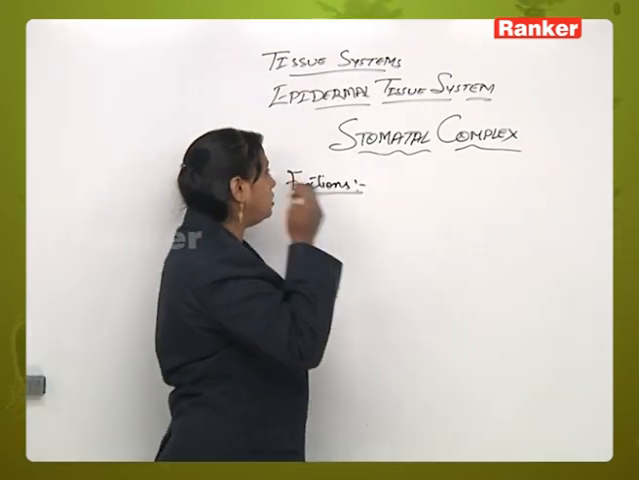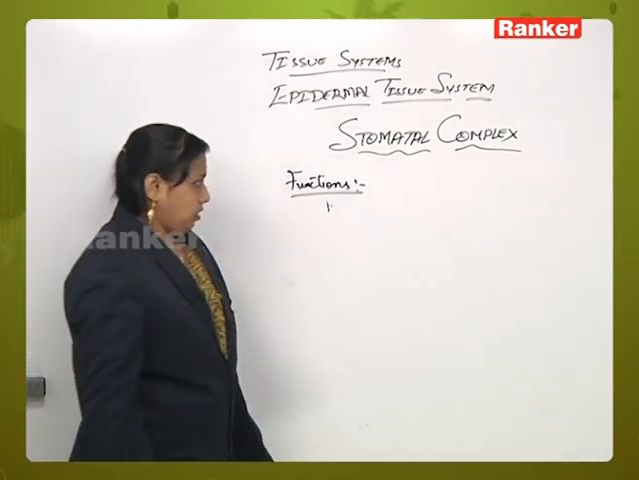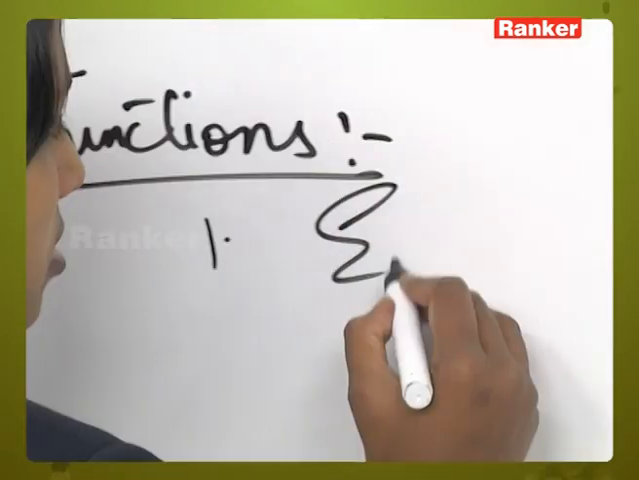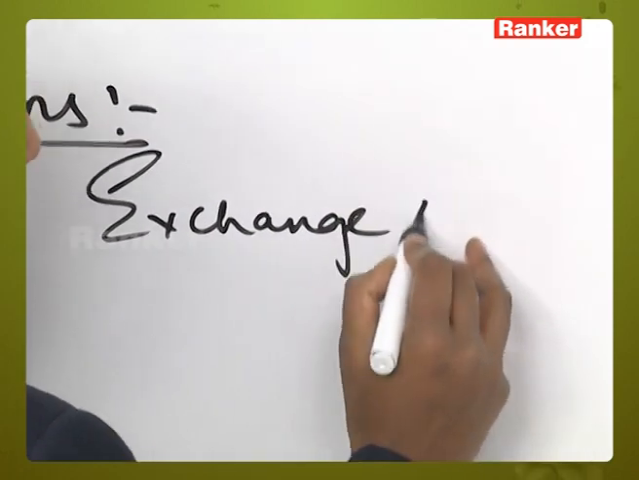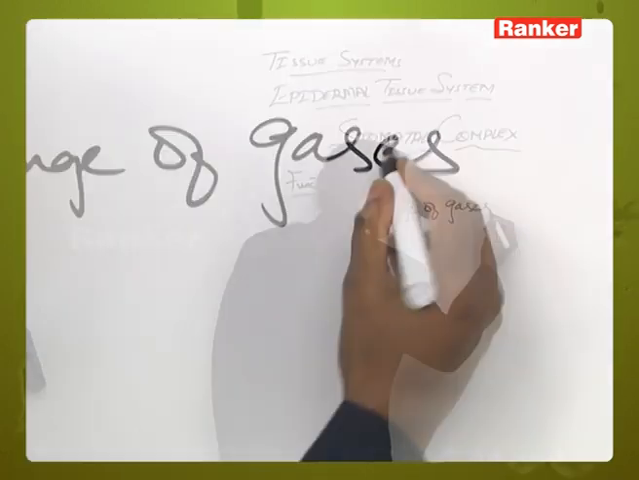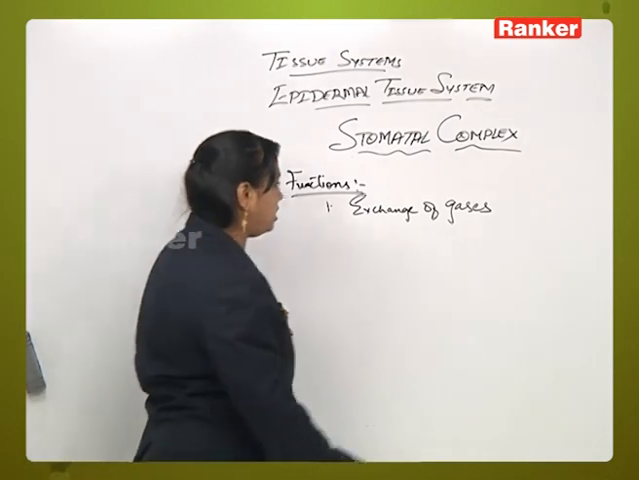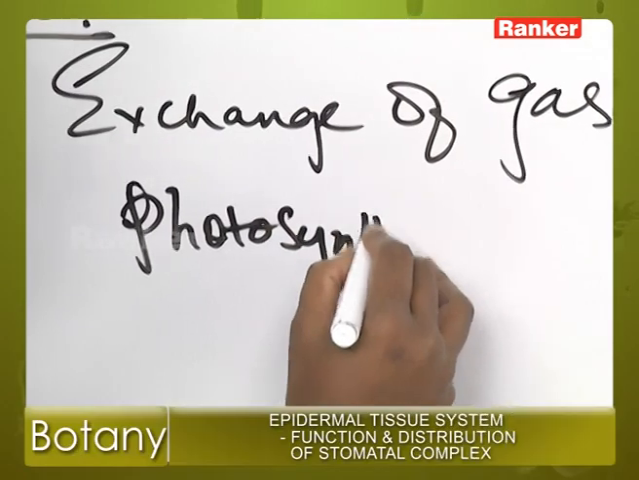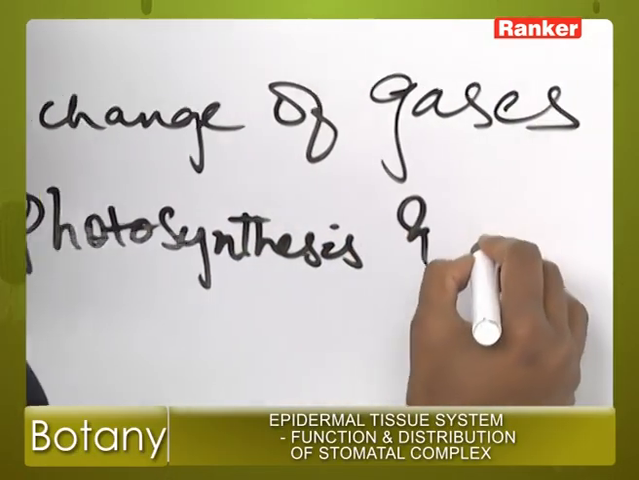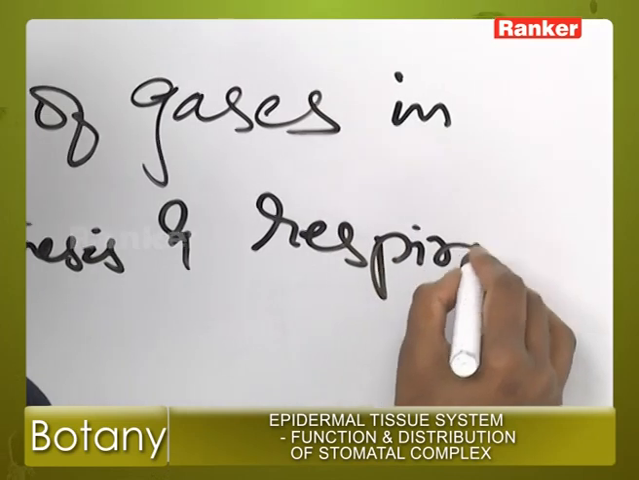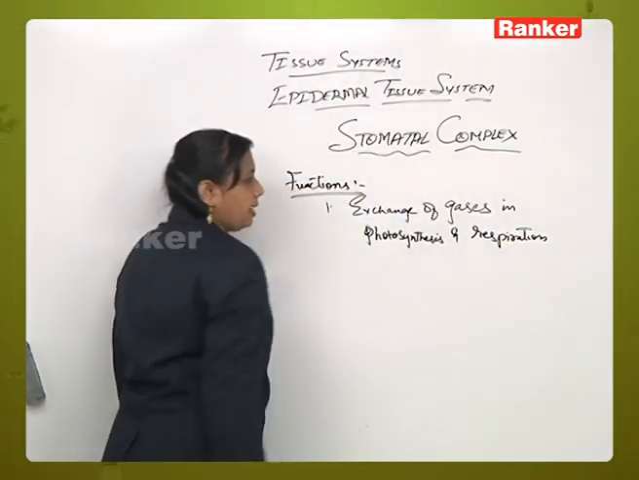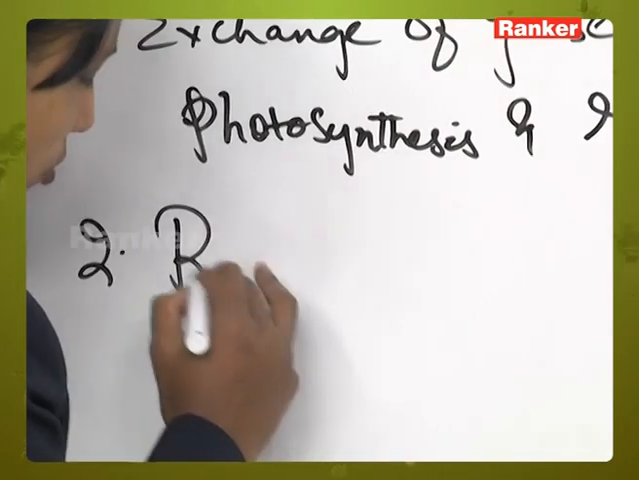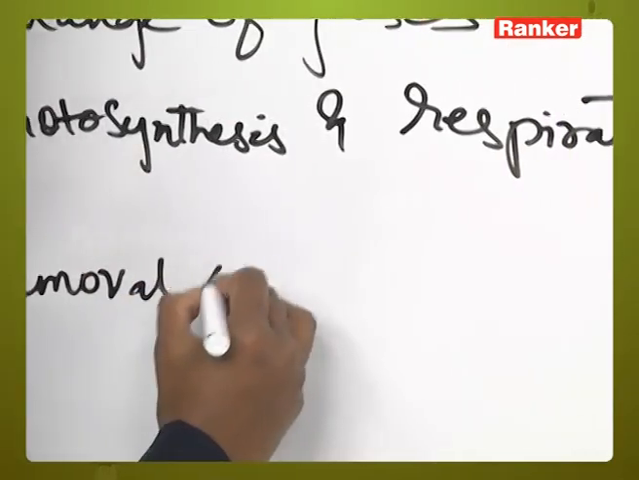Now there are two major functions here. The first one is functions of stomata. There are two types. The first one is exchange of gases, in photosynthesis and respiration. And it is also helpful in the removal of water, excess removal of water.